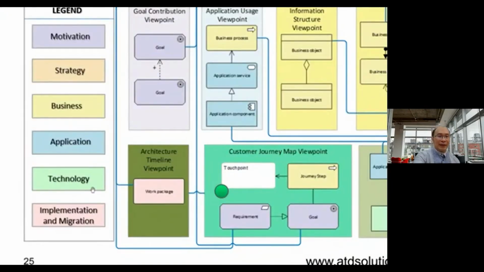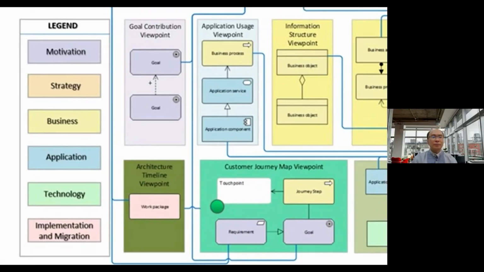You can see the multiple layers here. They got the motivation layers, the strategy layers, the business layer, the application layer. They got technology, and they got implementation and migration. So this all mapped nicely to the TOGAF. In the next subsequent slide, I'm going to show each of the layers and what the components are in there.